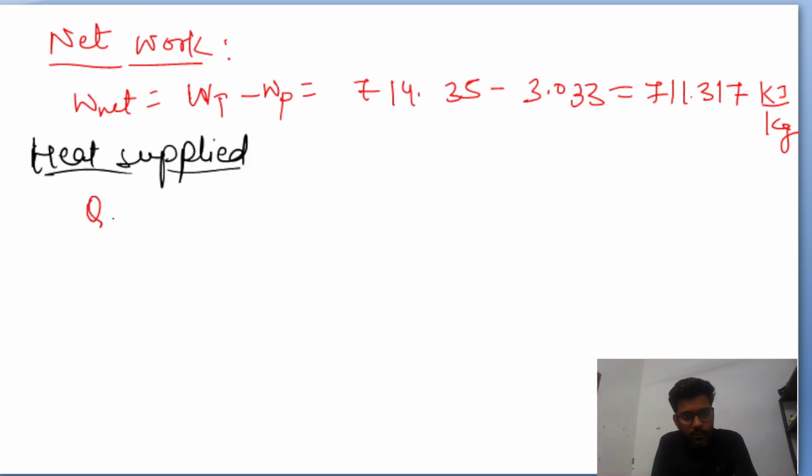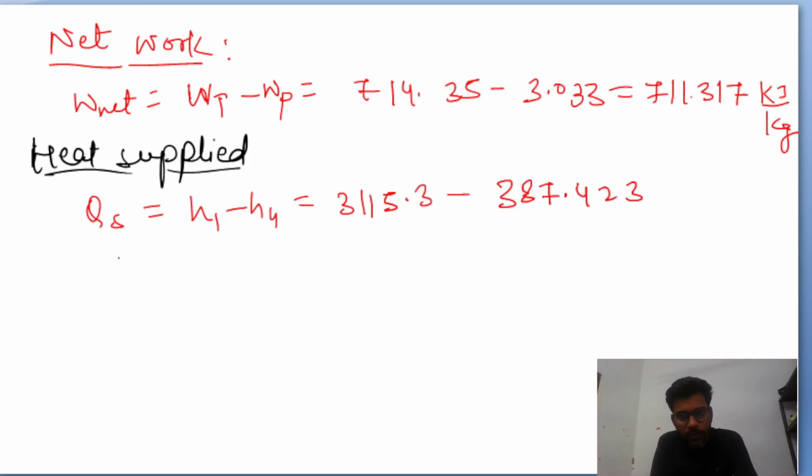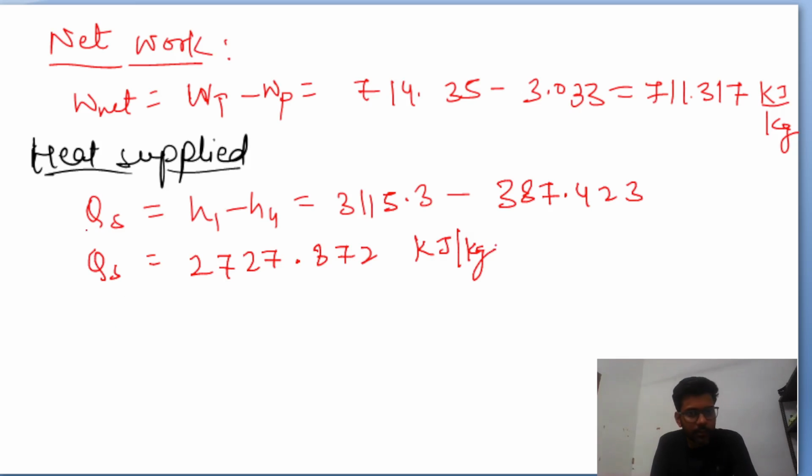And heat supplied to the boiler, which is Qs, that is H1 minus H4. So this is 3115.3 minus H4, which is 387.423. So heat supplied is 2727.872 kilojoule per kg.